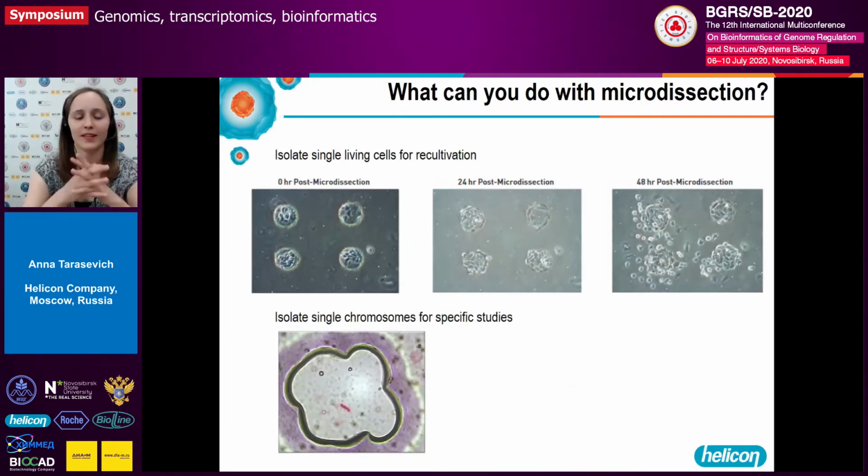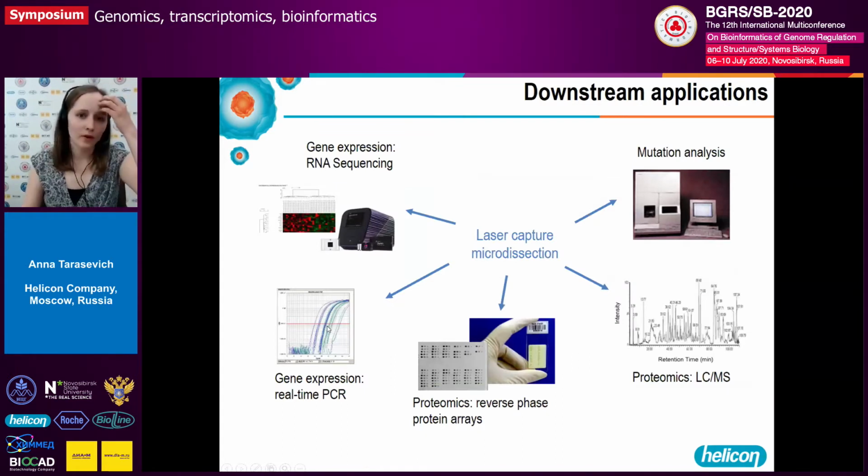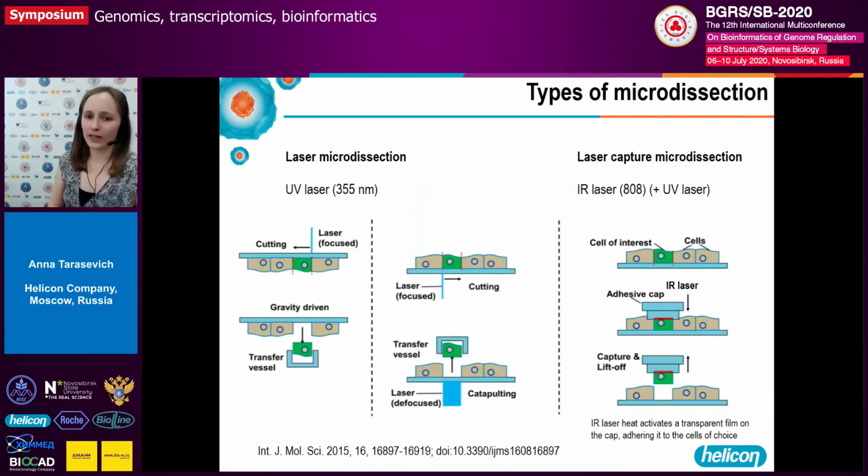Another application is isolation of single living cells for recultivation, or even isolating parts of cells, so chromosomes, nuclei, or something else. If we talk about downstream applications, they are really broad. So we can do either gene expression analysis, all kinds of proteomics, mutation analysis, all you can think of. So there are several types of microdissection. There are two main types.